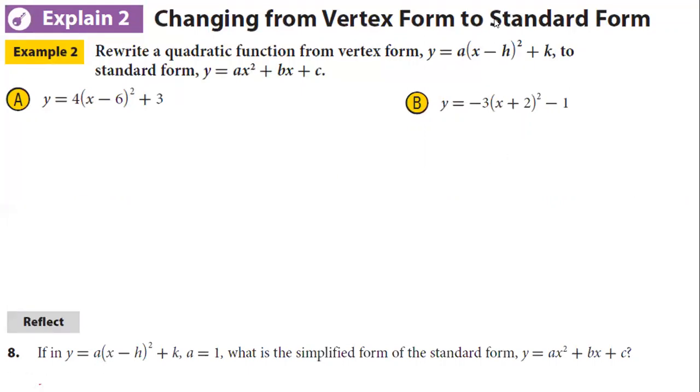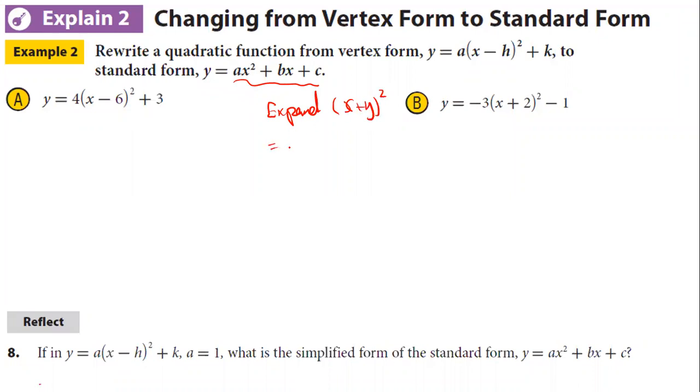Explain 2. The second part of our lesson will talk about how to convert from vertex form into standard form. First, we have to remember how to expand a binomial square, x plus y power 2.